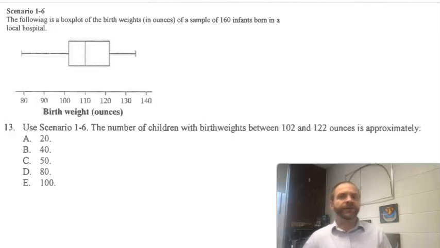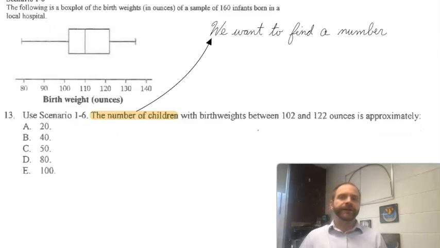So I'm going to think about what this question is really asking us, because we want to be careful here. We're asked to find the number of children. We want a number. We do not want a percent, so keep that in your mind as you go through this problem. Also, I'm going to look at the information given to me, 100 to 122 ounces.